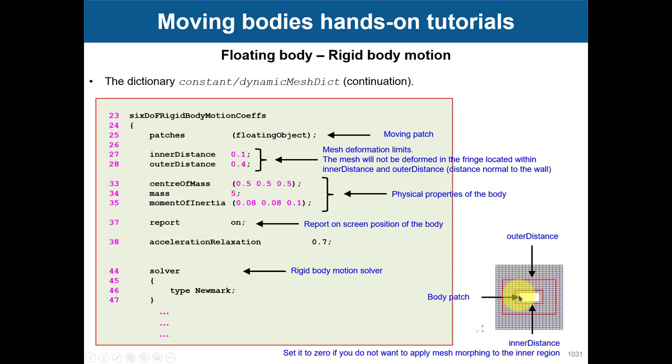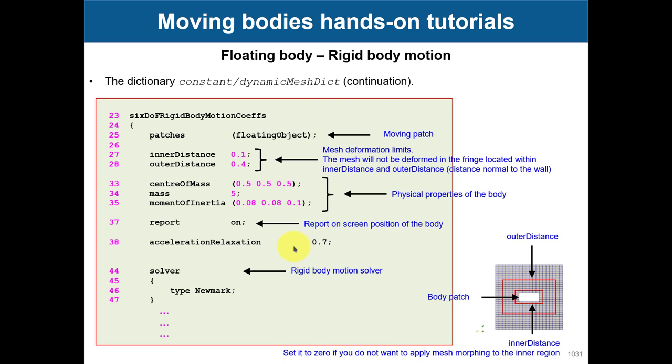Report on will show you a lot of information on the screen, like position, CG, linear velocity. We're going to run a few times and see that. This is a relaxation for the solver, because here you are solving the ODE for the motion of the body. So this is how you relax that.